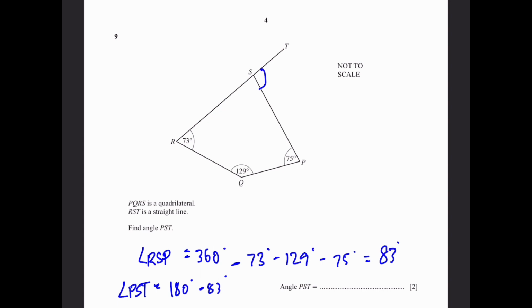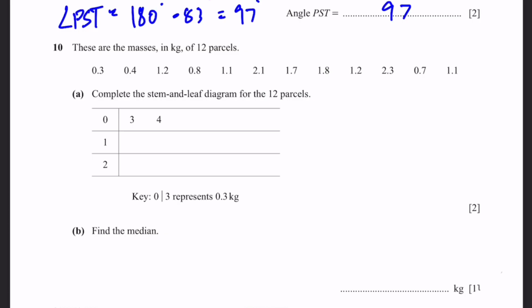So 180 minus 83 is equal to 97 degrees. And that's angle PST. Just label that. That's the answer.